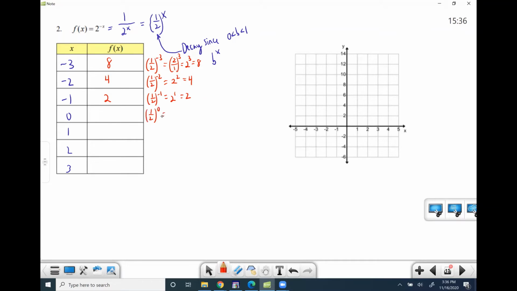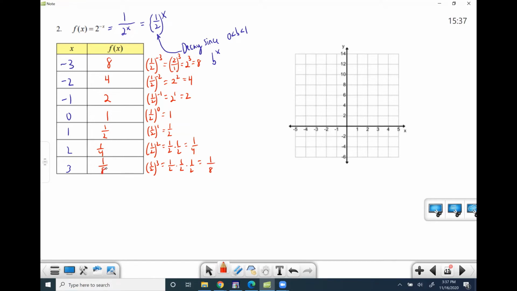Anything to the 0 power? 1. Yes, 1, done. And now it's the easy stuff. Anything to the first power stays the same. 1/2 to the second power just means 1/2 times 1/2, so 1 times 1, 2 times 2. And 1/2 to the third power would just mean 1/2 times 1/2 times 1/2. So 1 times 1 times 1 is 1, and 2 times 2 times 2 is 8.